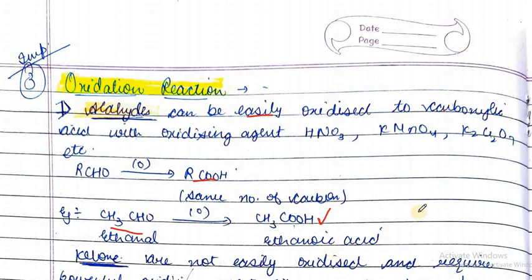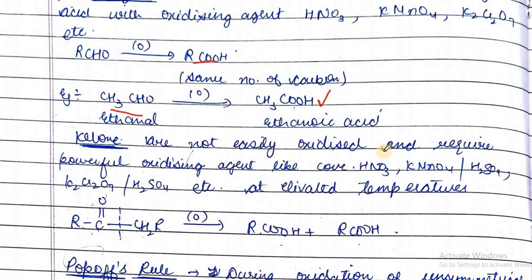Now the ketones cannot be easily oxidized and require powerful oxidizing agents, like concentrated nitric acid, potassium permanganate, potassium dichromate in H2SO4, etc. at elevated temperatures, in which carbon-carbon bond breakage takes place. That is, this bond is breaking and then we get a mixture of carboxylic acids, that is RCOOH and again RCOOH. The same carboxylic acids are formed in this particular general ketone.